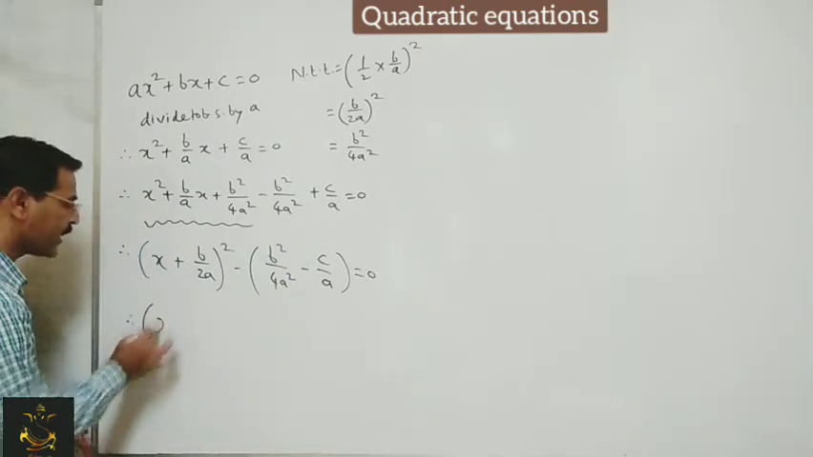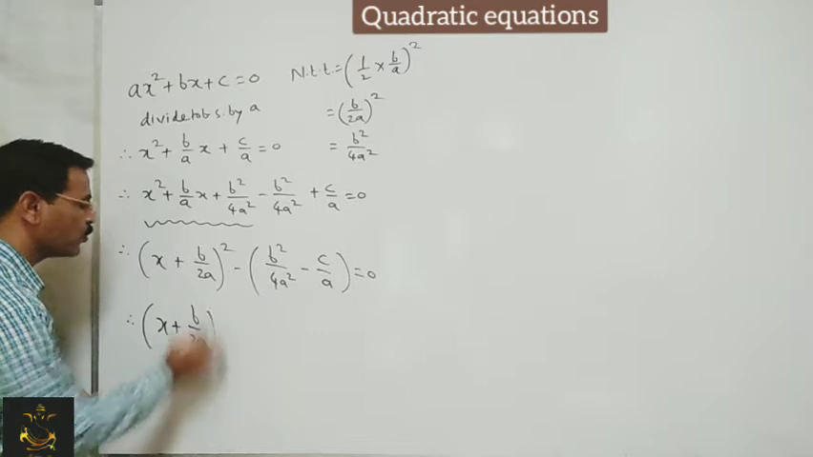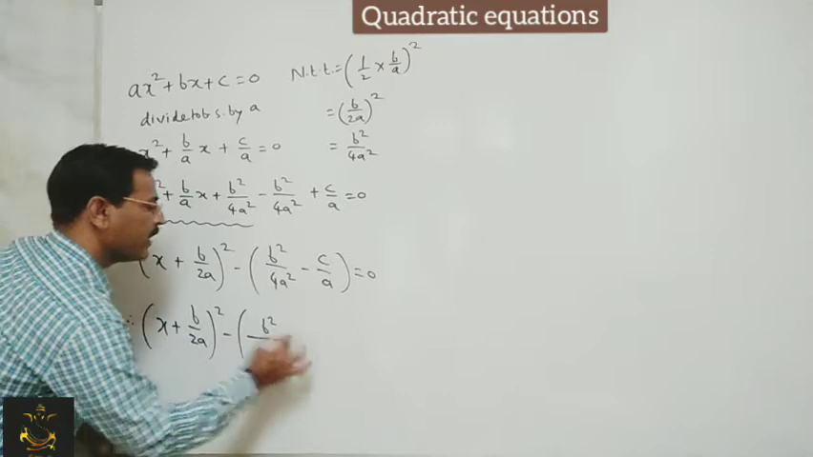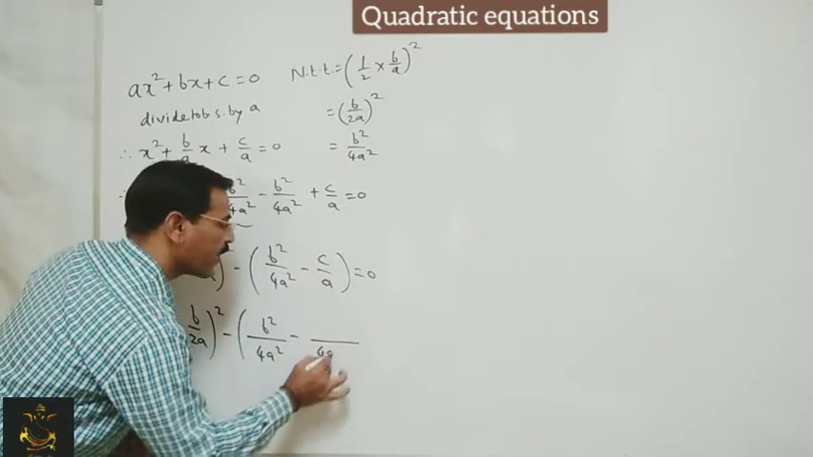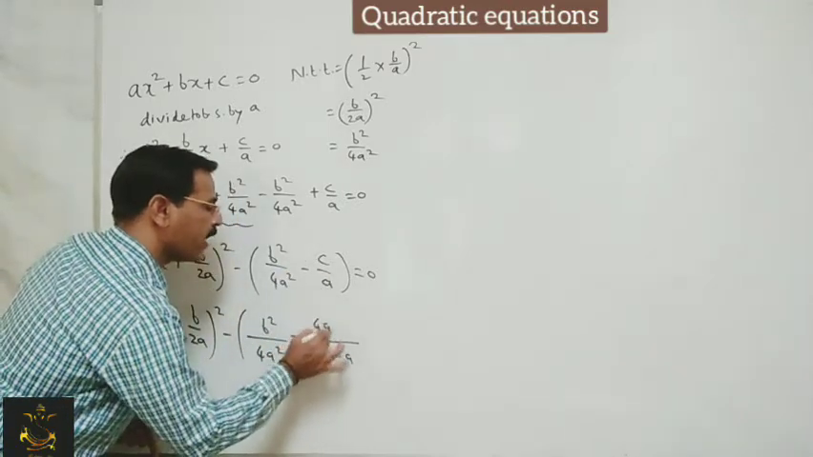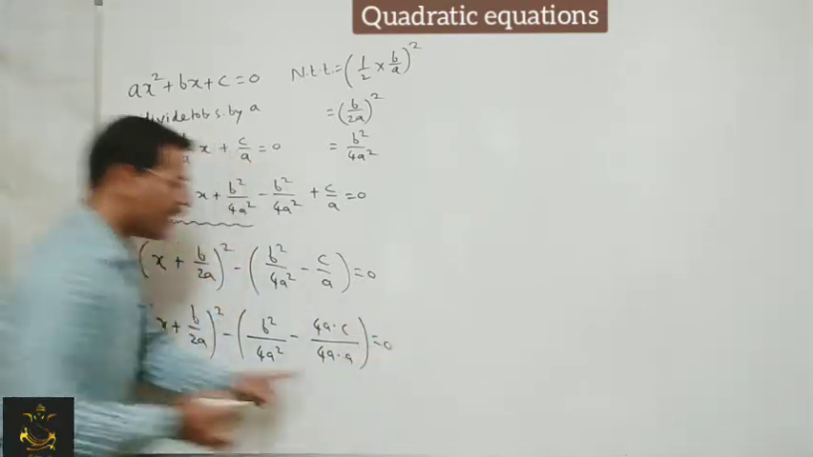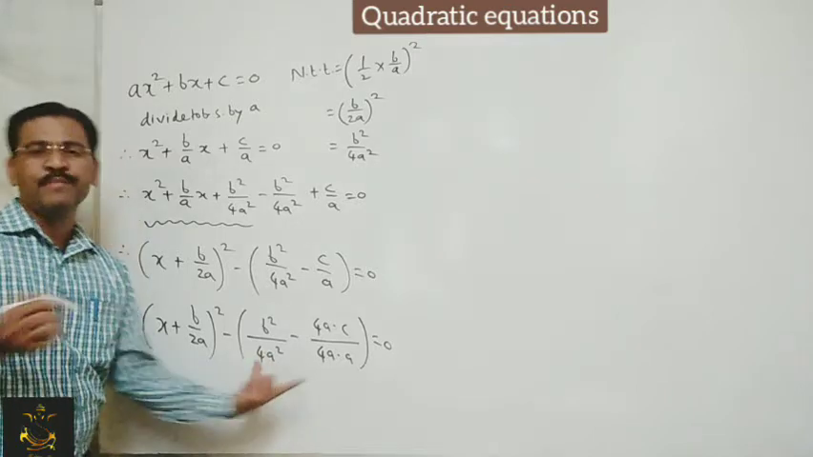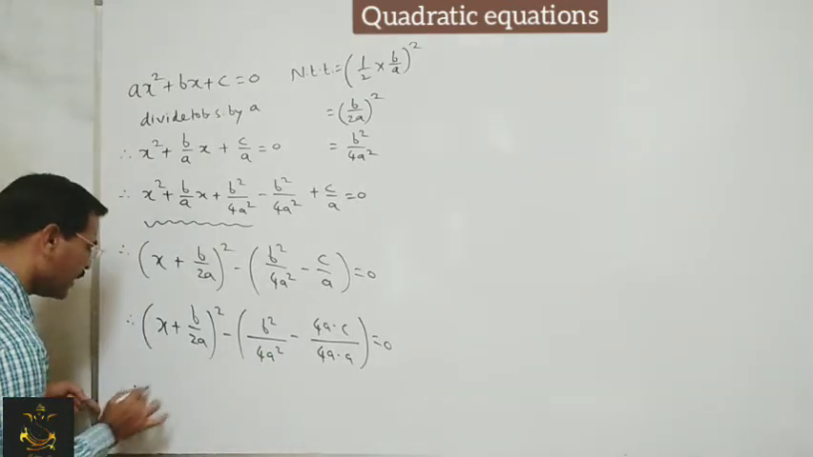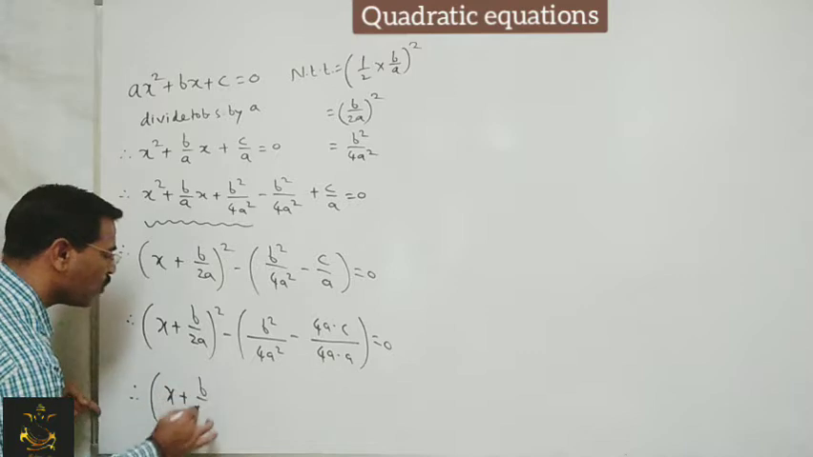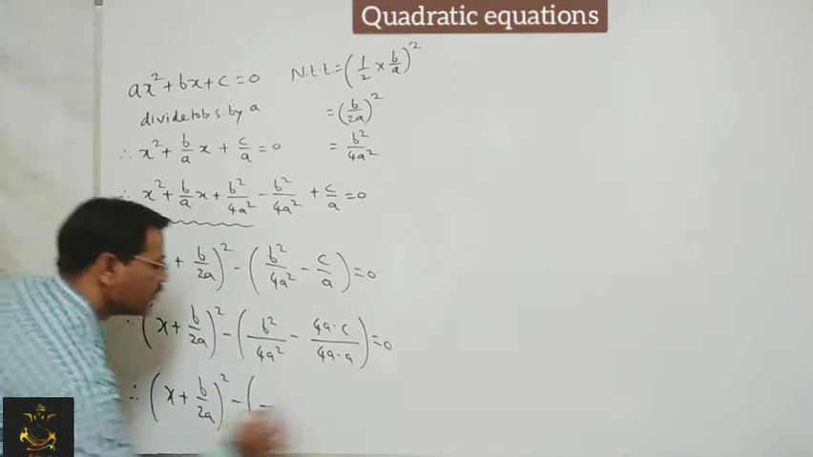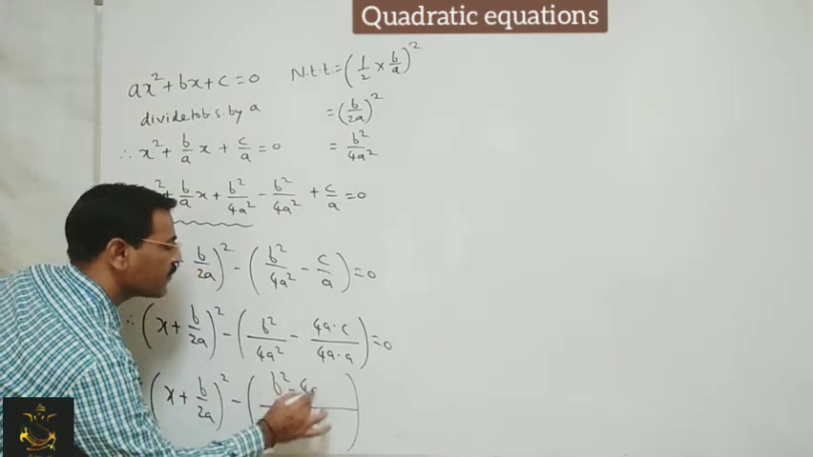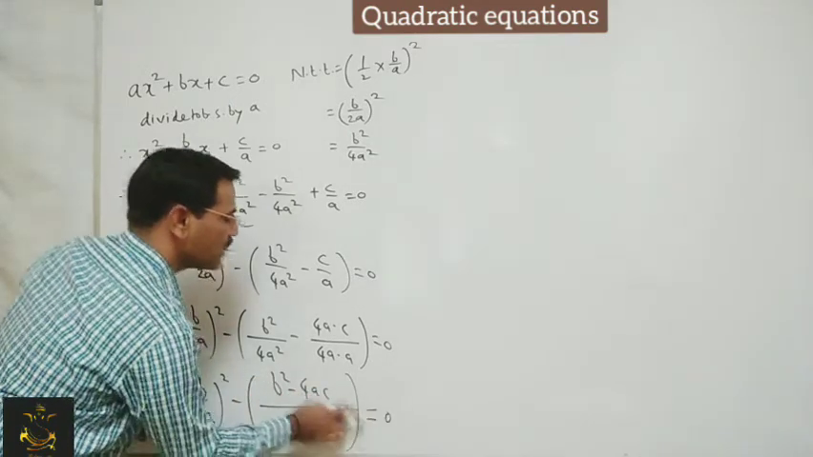See, what do we get here? x plus b upon 2a bracket square. Here 4a square is already there. Now I'll make here 4a into a, 4a into c. Understand? The numerator and denominator are multiplied by 4a. Now the denominator becomes the same. Just write it once only. Look friends, we only need concentration. Yes, here is b square minus 4ac is equal to 0.